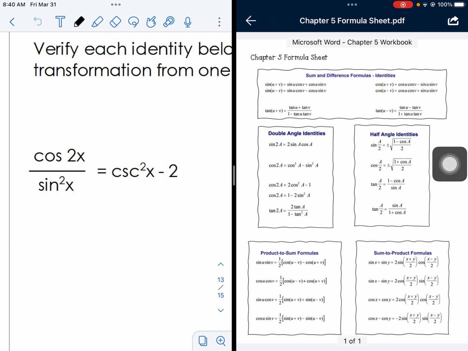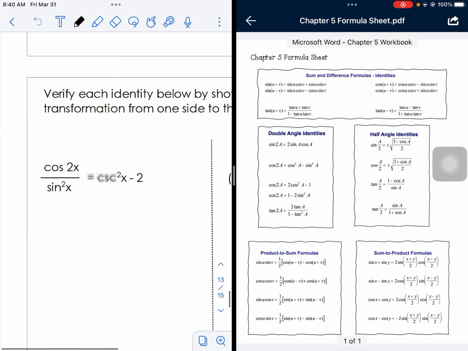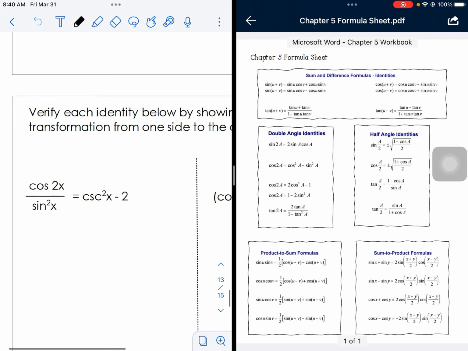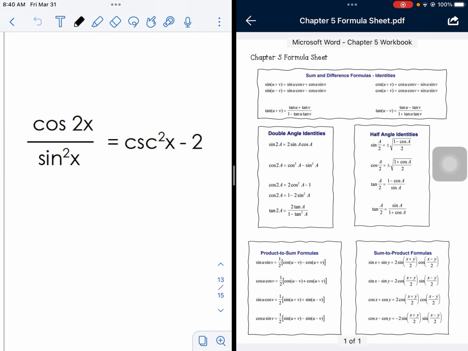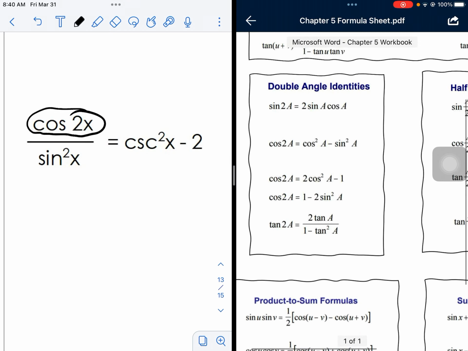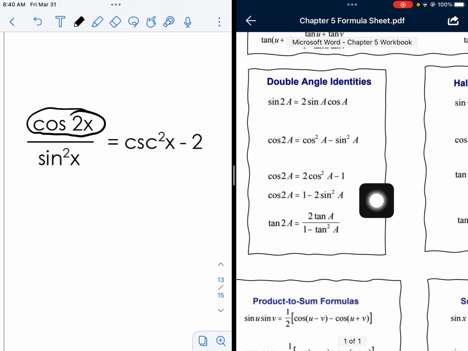We have cosine of 2x divided by sine squared of x, and that's equal to cosecant squared of x minus 2. And just like before, we want to take the left side and transform it into the right side. So if I look at this one, cosine of 2x over sine squared x, you're better off looking for the new forms, because this we recognize as one of our double angle identities. So over here, I've got a few options. Notice there are 3 different options for the cosine of 2a. I'm going to try the very first one here.